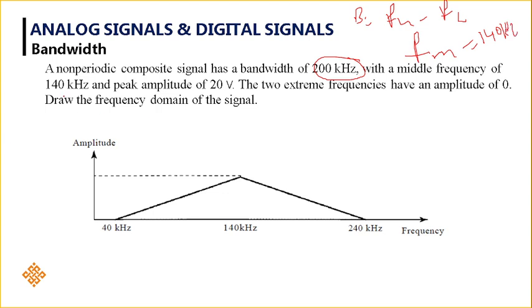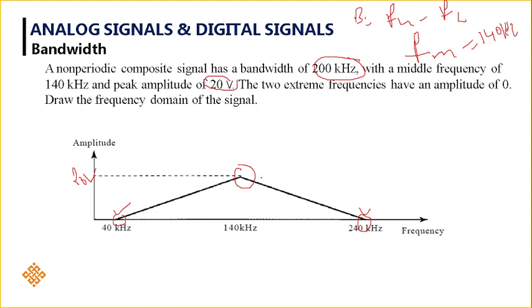So now he is asking, and all have a peak amplitude of 20 volts. So here I am representing 20 volts, which is the peak amplitude. The two extreme frequencies have an amplitude of 0. He is telling us that these two, the lower frequency and the higher frequency, have an amplitude of 0, whereas the middle frequency has an amplitude of 20 volts. So this is your middle frequency, and these are low and high. Now it says to draw the frequency domain of the signal.